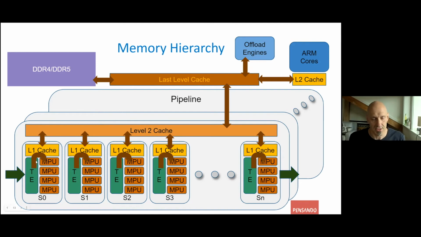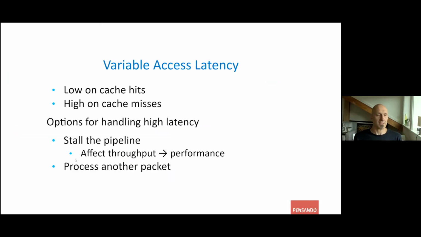Of course, the question is, what happens when information is not in cache? Based on whether information is in cache or not, we are going to have a different access time. So the access latency is going to be variable. And how do we deal with it? Well, when we have high latency, there are 2 options. One is to wait, so stall the pipeline basically. And this is definitely not good because it's going to affect throughput and performance of the pipeline. The other one is to start processing another packet for which information is readily available.